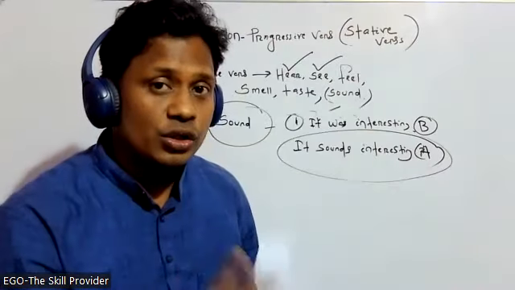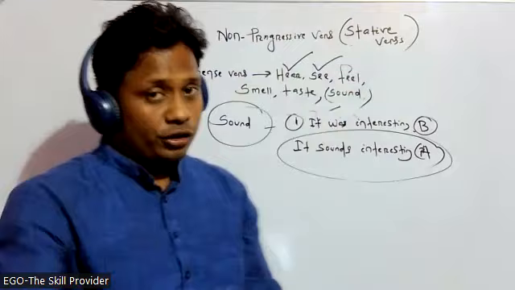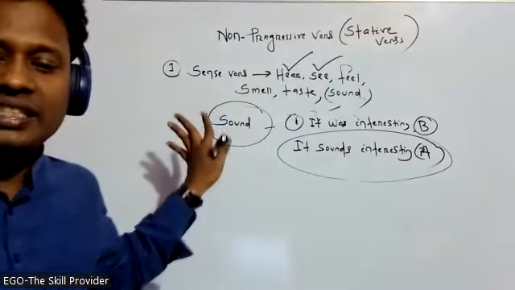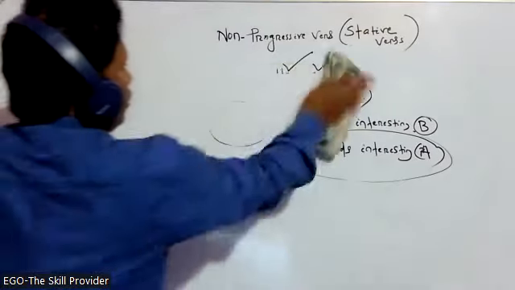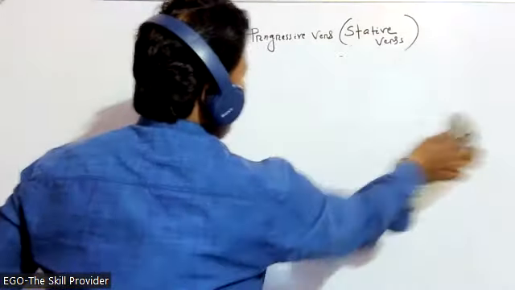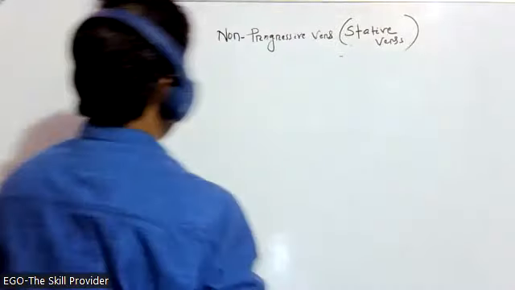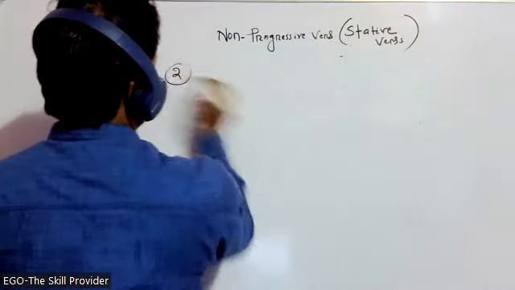You are learning two Englishes. One is called American English, the other is called British English. So this is all about the sense verbs. Now this is clear, everybody? Yes or no? Yes, sir. Okay, so let me tell you a little bit about the second one.